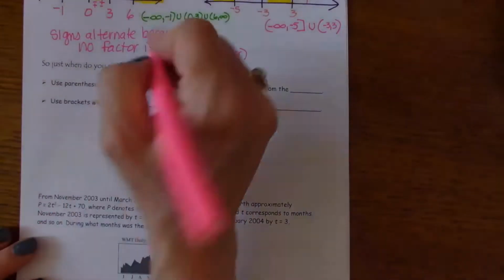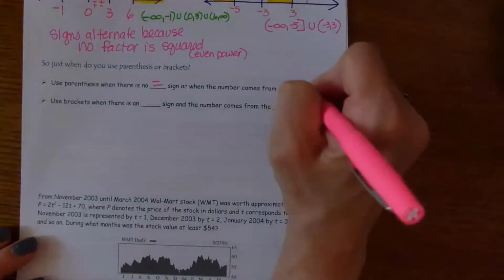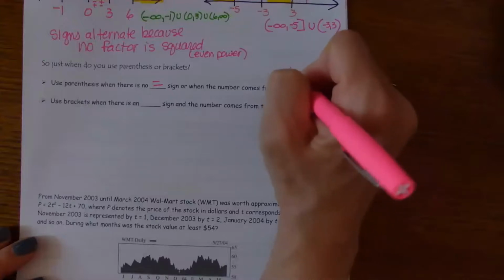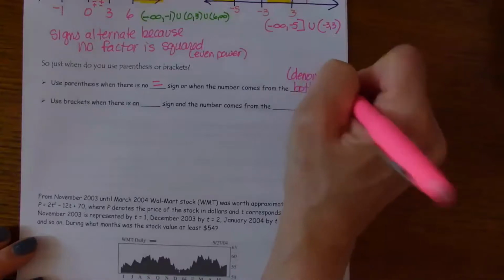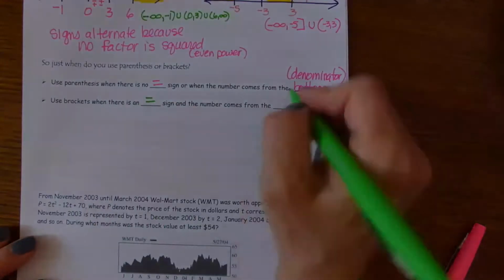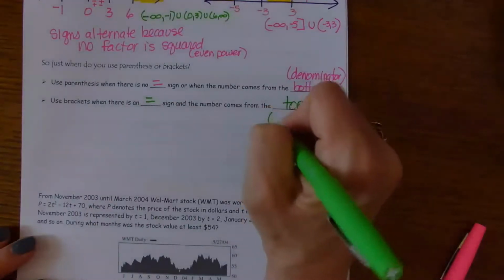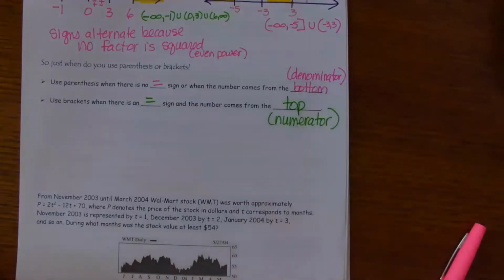Okay, let's sum this up real quick. We use parentheses when there's no equal sign or when the number comes from the bottom. And let's write the word denominator so we know it. Use brackets when there is an equal sign and the number comes from the top, or the numerator. Because we're fancy, we like to write fancy words. So let's see if we can do a real problem. Like, who would use this?